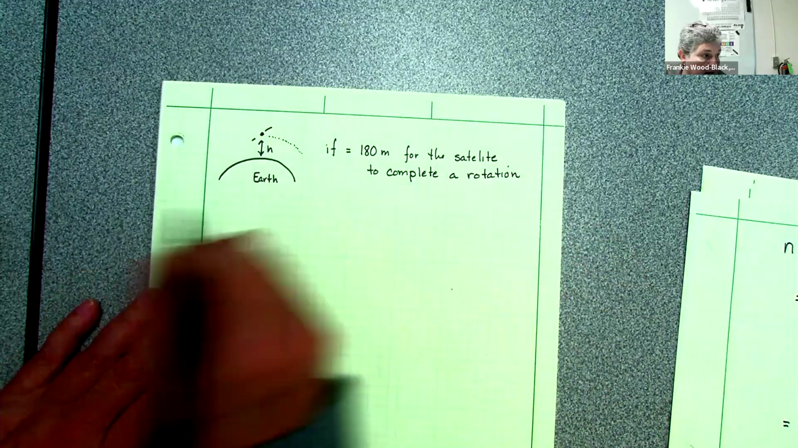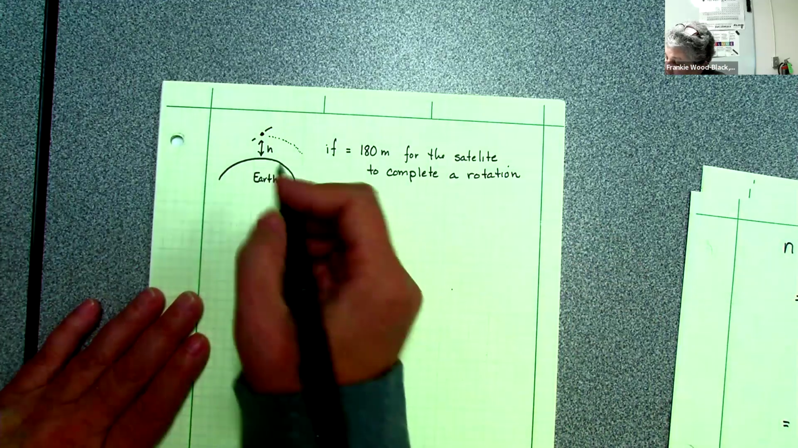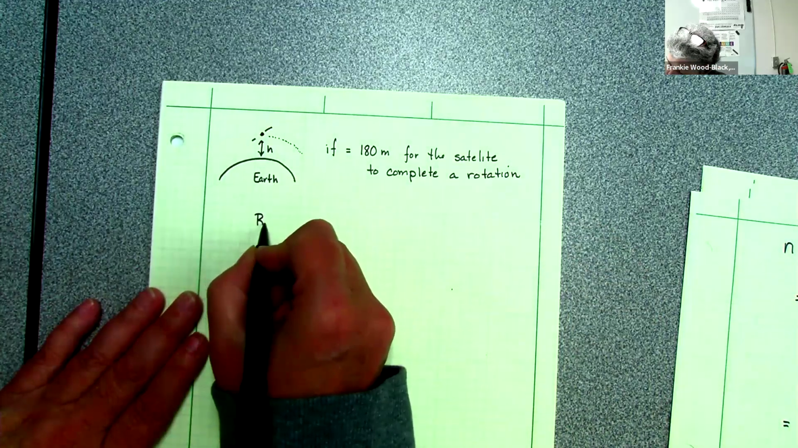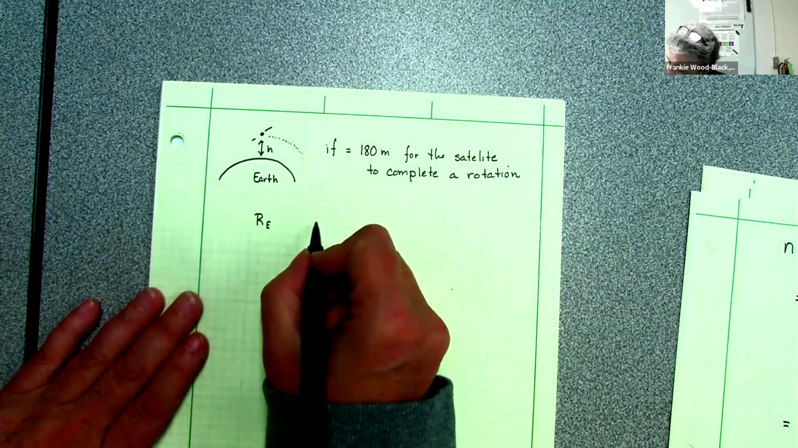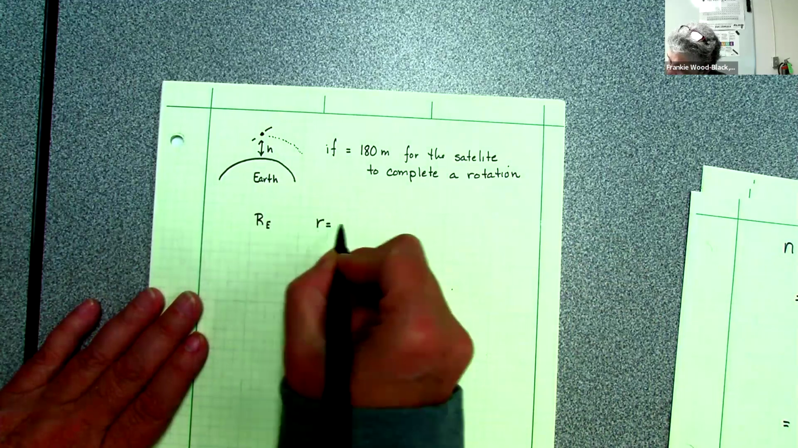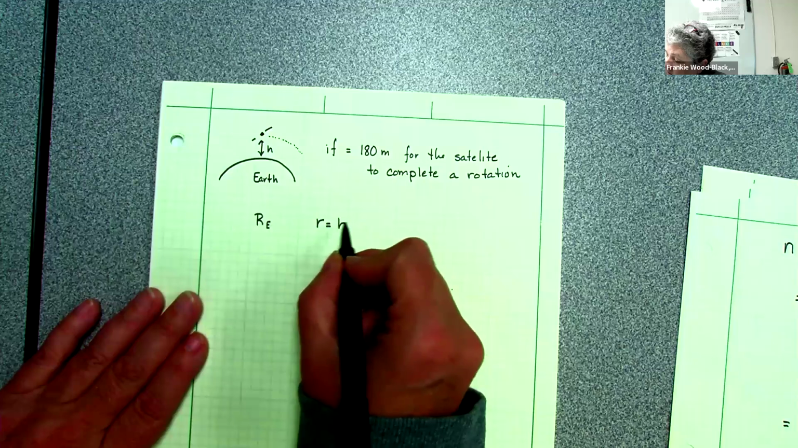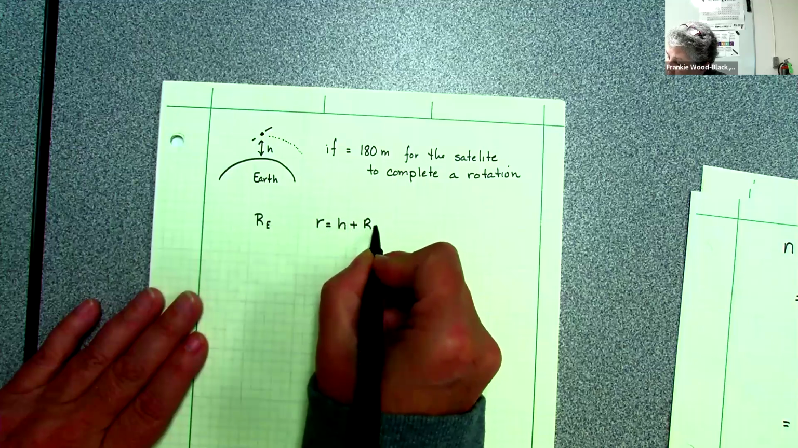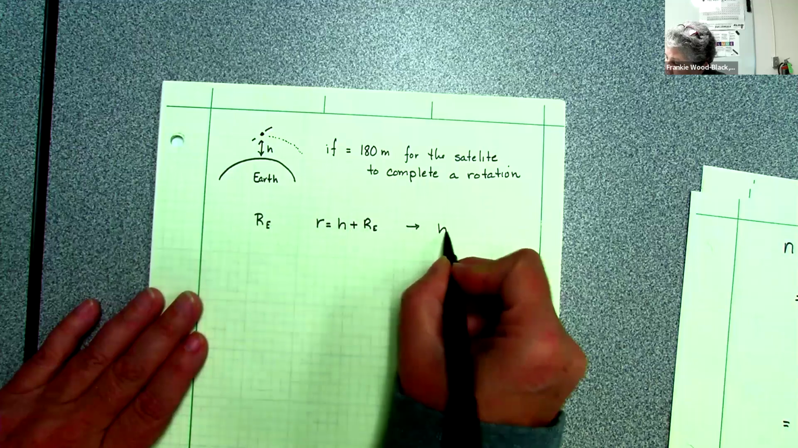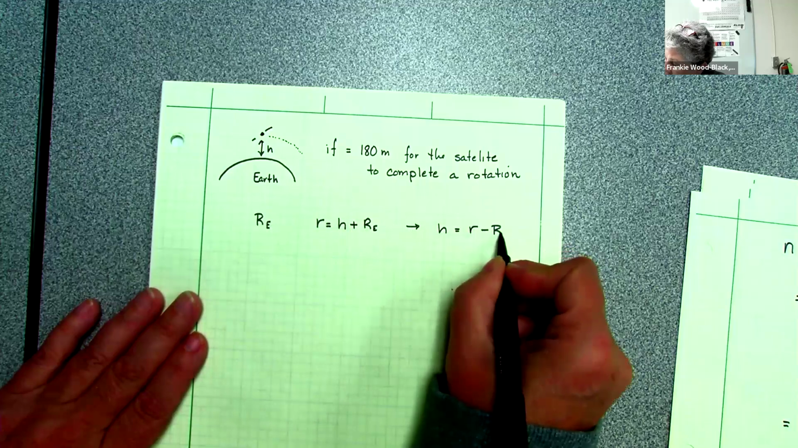So we're going to need the radius of the Earth. Well, we may not, but we're going to get there. So let's look at it this way. We've got the radius of the Earth, and then the radius of our satellite is going to equal h plus the radius of the Earth. So the height of the satellite is going to equal that radius minus the radius of the Earth.